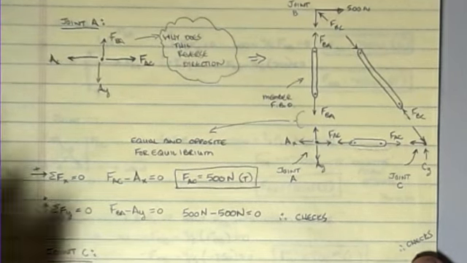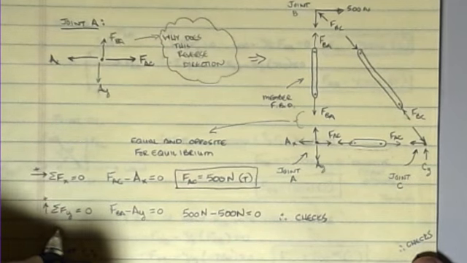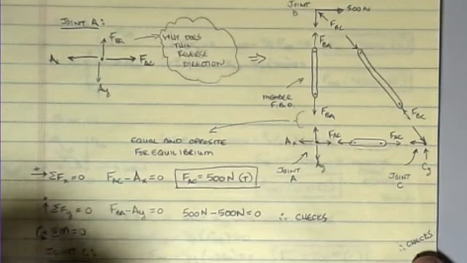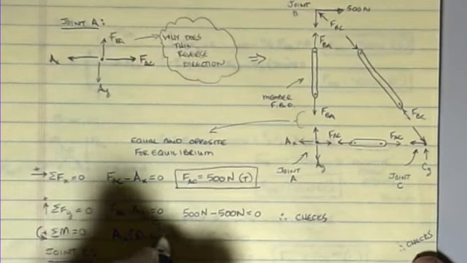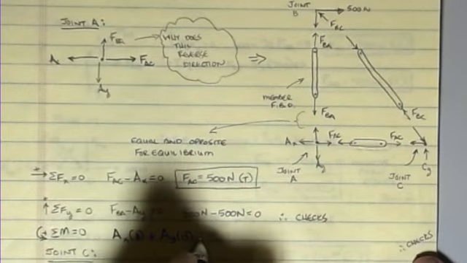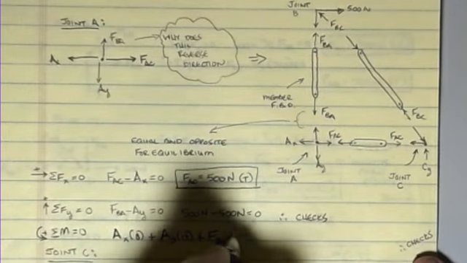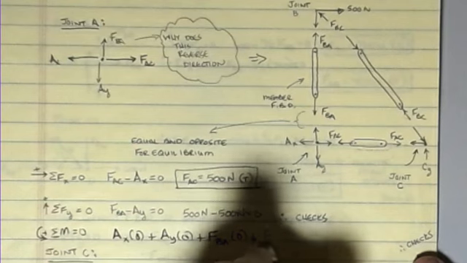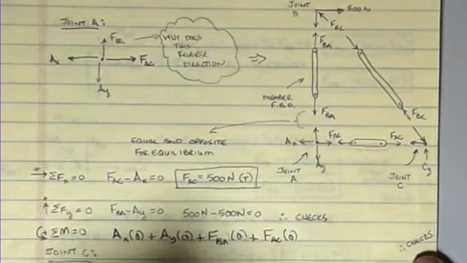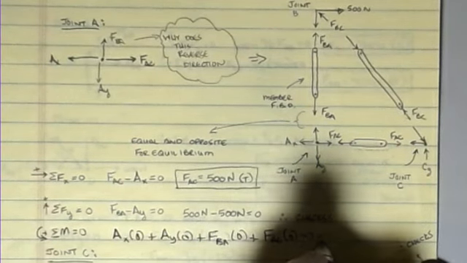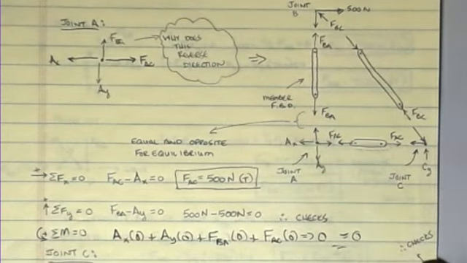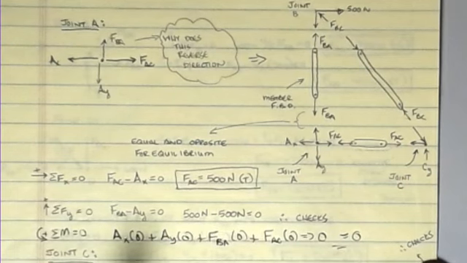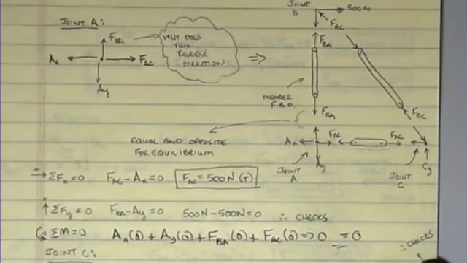So basically what's going to happen is we could write sum of moments equals 0, going counterclockwise positive, and I basically get AX times 0 plus AY times 0 plus FBA times 0 plus FAC times 0. And then clearly that tells me that 0 better be equal to 0. Well, that's a true statement, but it doesn't tell us a whole lot about what we're trying to find out.